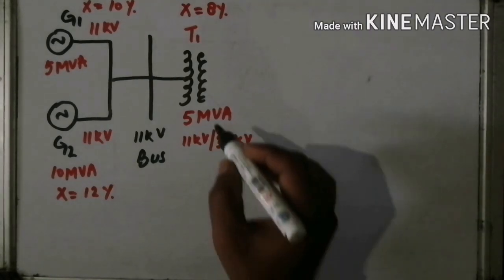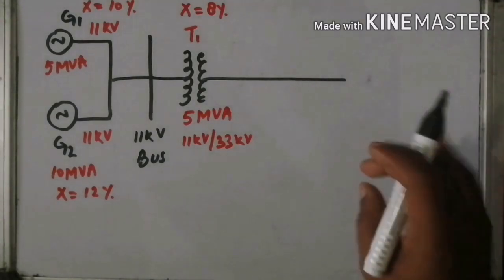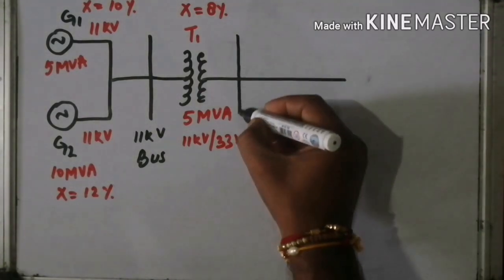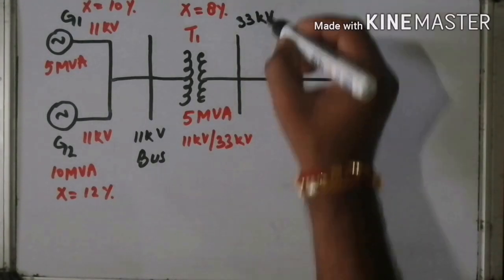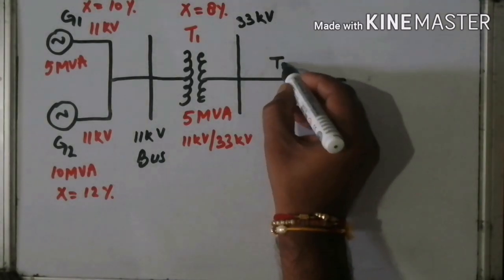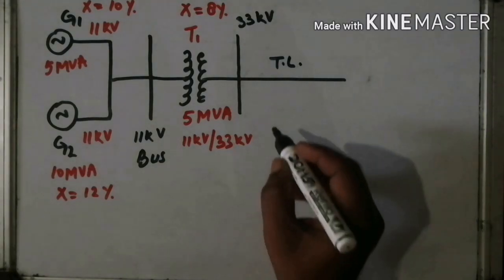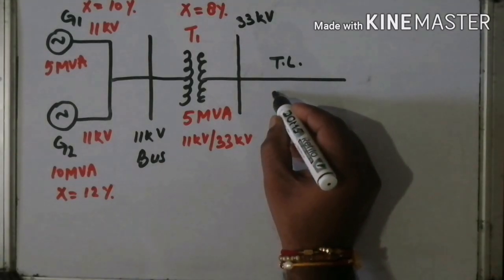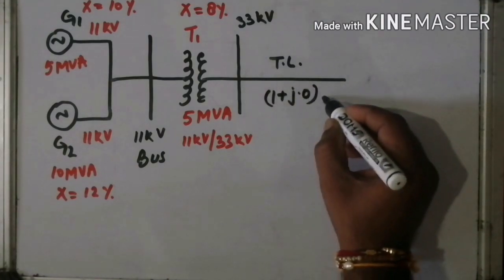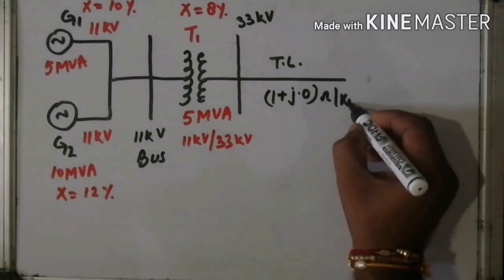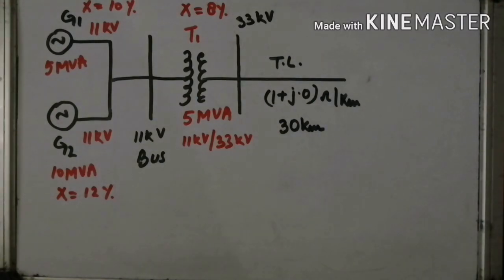After that, this one is the bus bar, 33 kV, transmission line having the value of Z, that is 1 plus J0 ohm per kilometer, and length of the transmission line is 30 km.